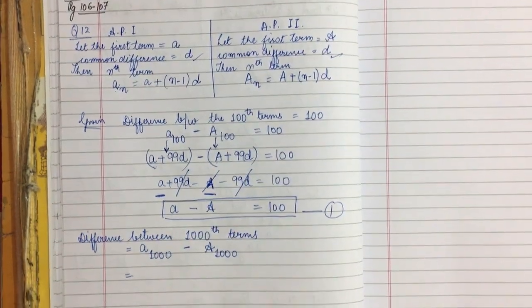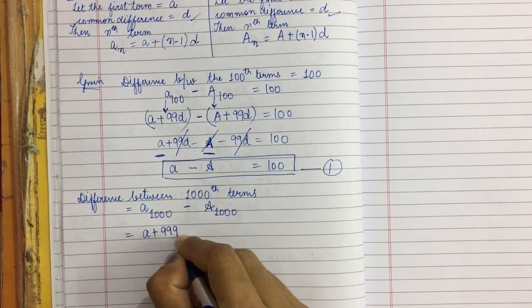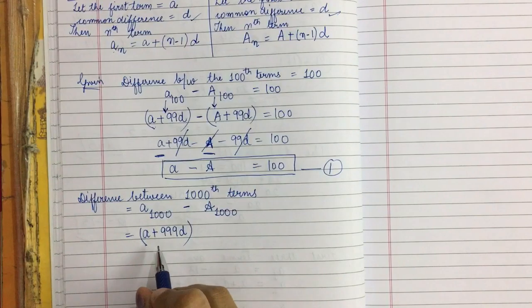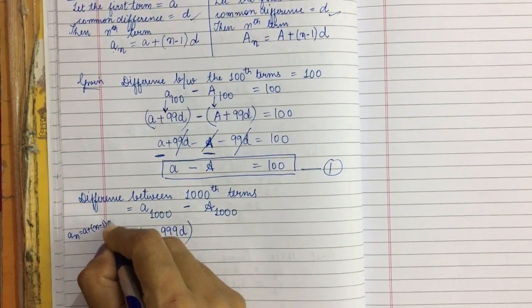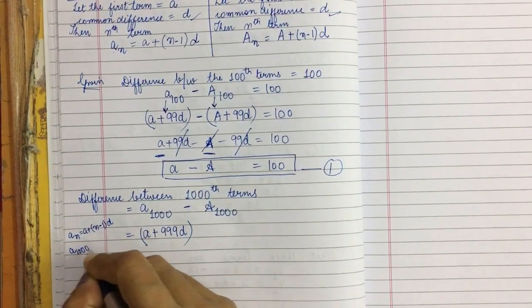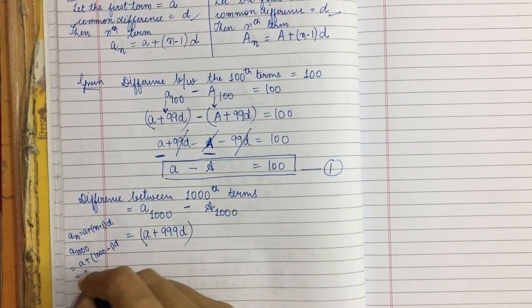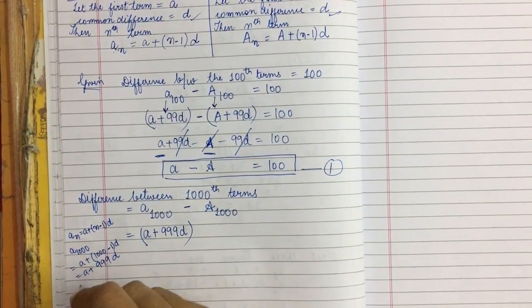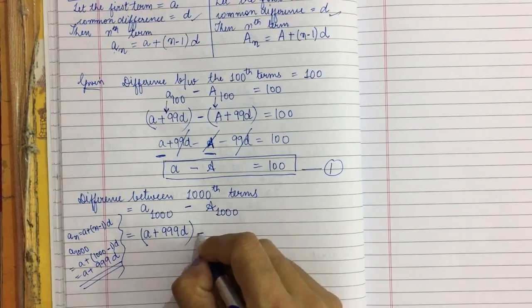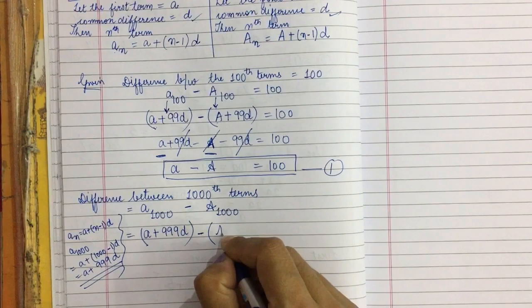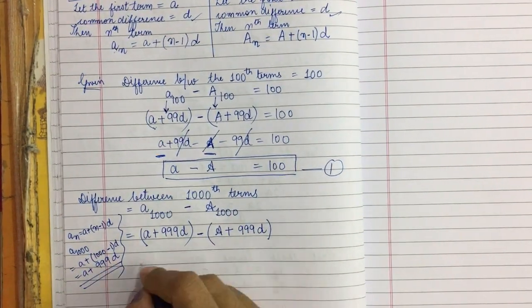Now apply the formula to find the 1000th term. This will be a plus 999 times d, the formula for an. So an is given by a plus n minus 1 times d. If I write a1000, this will be a plus 1000 minus 1 times d, which is a plus 999d. I'm not solving it here. You can do this in rough, or you could write it here if you want. In the same way, for the second progression, it will be capital A plus 999 times d. Solving.